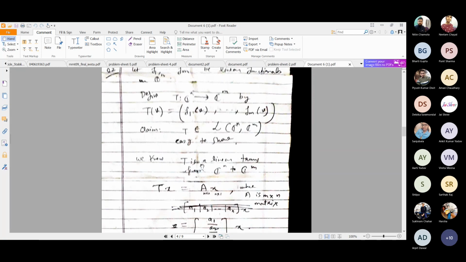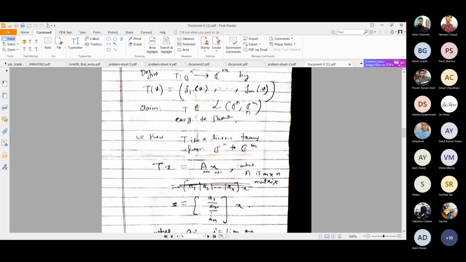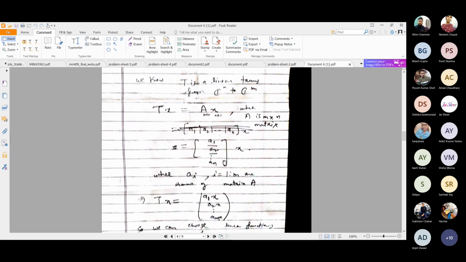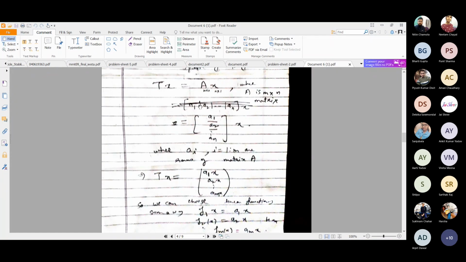It is blurry, but I hope the main idea would be clear. So T is a linear transformation from Cn to Cm. We can represent it, and this is the very standard result that you are aware of, that Tx equals Ax, where the order of A would be m by n. Then you can partition this A matrix into rows A1, A2, ..., Am, and I represent this vector V by X, so it's just a change of notation.